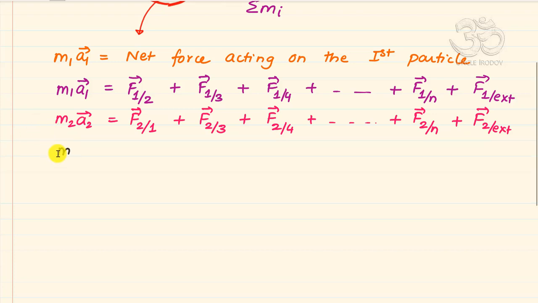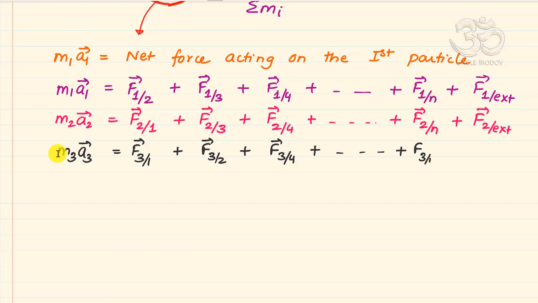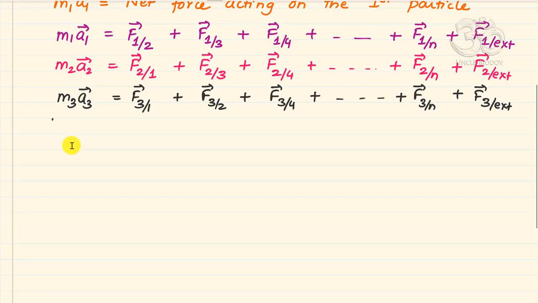So you will see that m3a3 will be f31 plus f32 plus f34 plus so on, plus f3n, and plus finally f3 external, and the series will go on. So you can try to write such expressions for all these particles up to the nth particle. And finally maybe I will just write the final row.